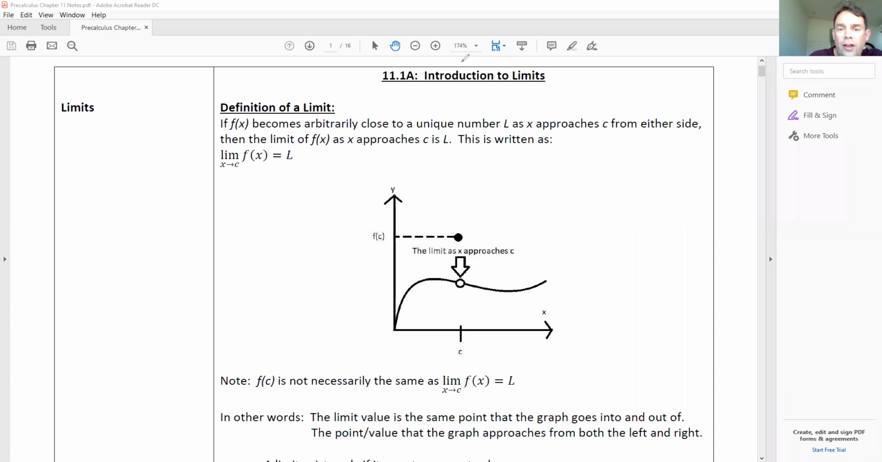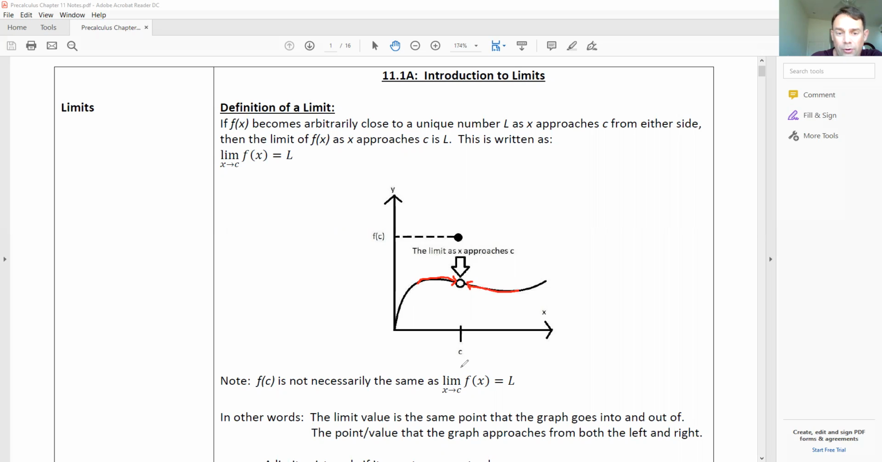Limits are the idea that we get really, really close to something, but we don't necessarily quite get there. Like, for instance, I'm going to get really close to this value, but I don't quite get there. It's that idea of where does the graph look like it's going, and not necessarily what the exact value is, because the value is just a sliver in time. It has no length or width or anything. It's just an exact value, where a limit says it's getting really close to something.